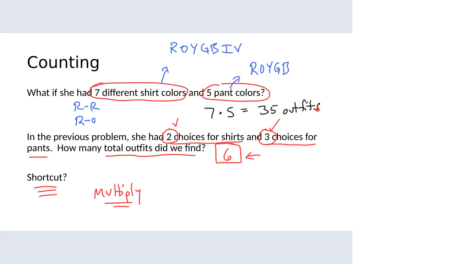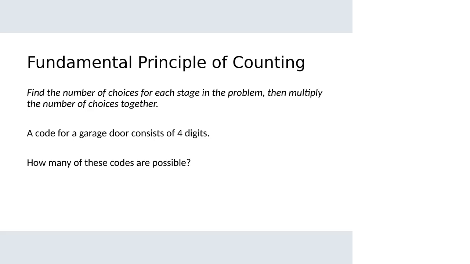What we've just done there is develop what's known as the fundamental principle of counting. When we have a certain number of options for each piece of a problem, in order to find the total number, we're going to find the number of choices for each stage in the problem and then multiply the number of choices together. This is the fundamental principle of counting. Find the number of choices for each stage, multiply those choices together.